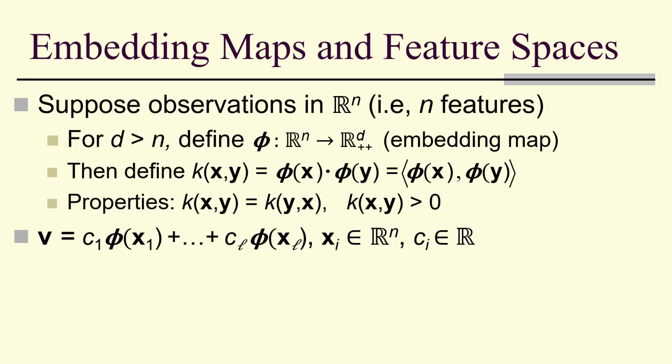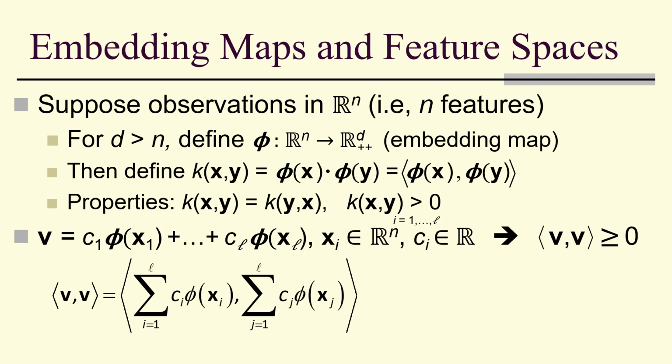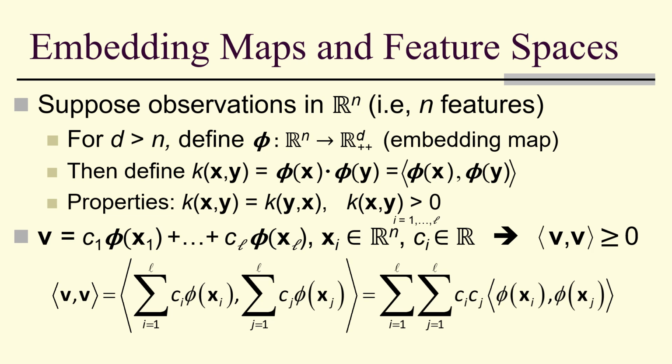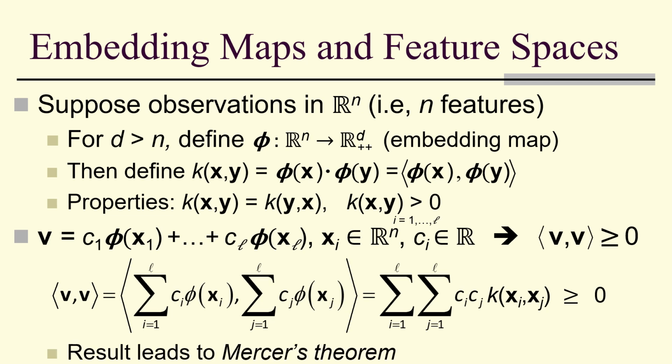If we have v as a linear combination of these images, for all i equals 1 to l, then v inner product with itself is greater than or equal to 0. So if we take this inner product and write it in terms of this sum, inner product of that sum, then we get this double summation because of the linearity of the first argument of the inner product, and that has to be the double sum of c_i, c_j times our function k of x_i, x_j, and it has to be greater than or equal to zero. So we call this k a kernel.